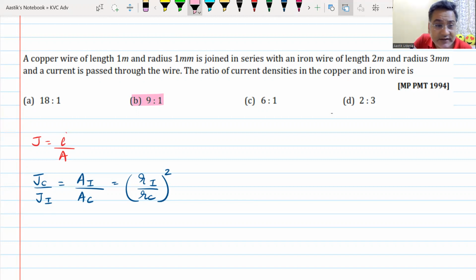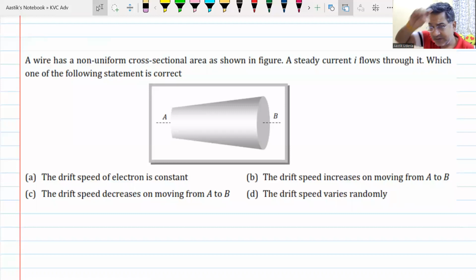Then comes this. As I said, we have written a lot of points. We have seen a lot of formulae. Apply them to get the answer for this one. A wire has a non-uniform cross-sectional area as shown in the figure. A steady current I flows through it. Which of the following statements is correct?